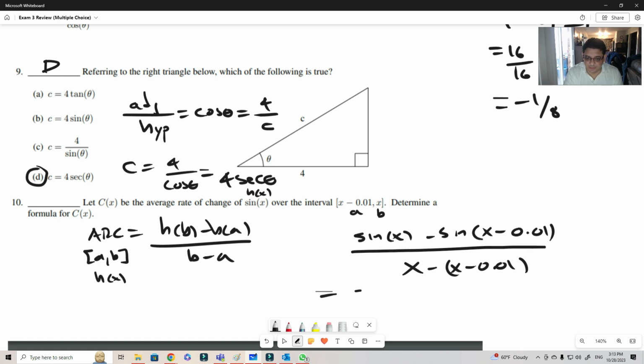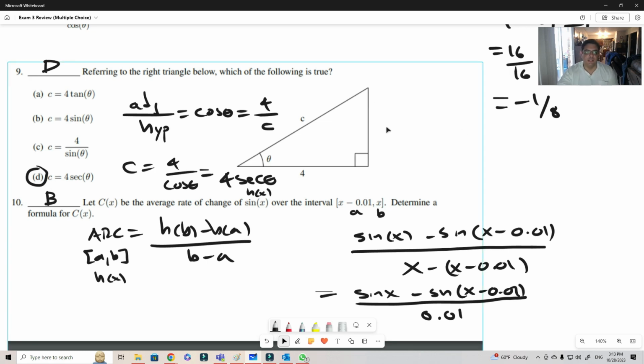And if I simplify that, that's sine of x minus sine of x minus 0.01 over, the x is going to cancel with the x, and the minus with the minus is plus, so this is 0.01. And so notice that in our answers, this is actually going to be option B. Okay, and that concludes the multiple choice from the exam 3 review.